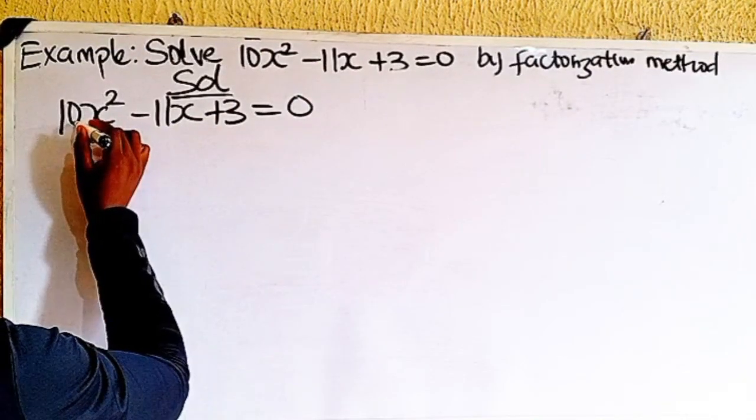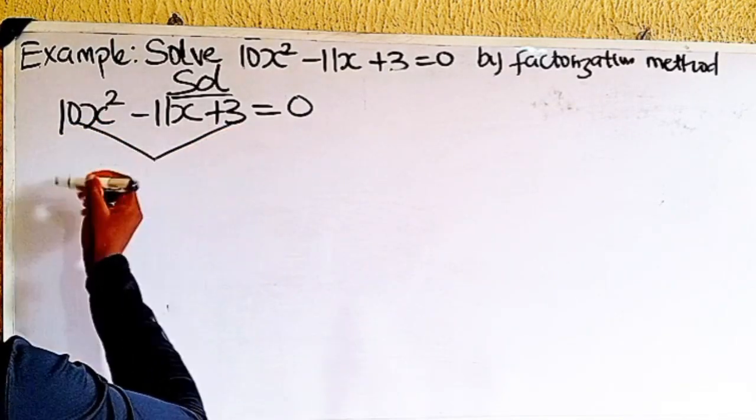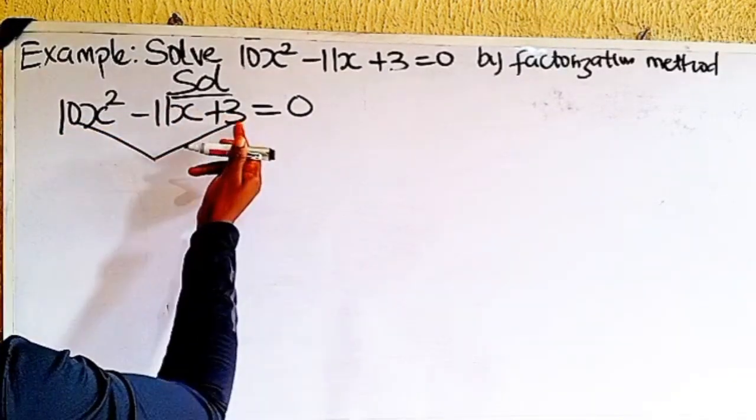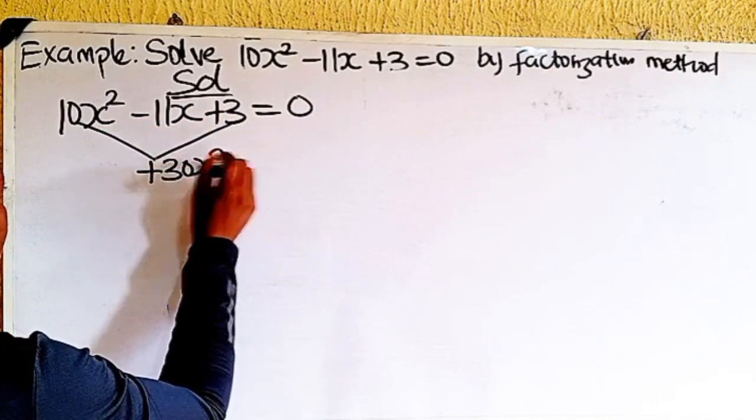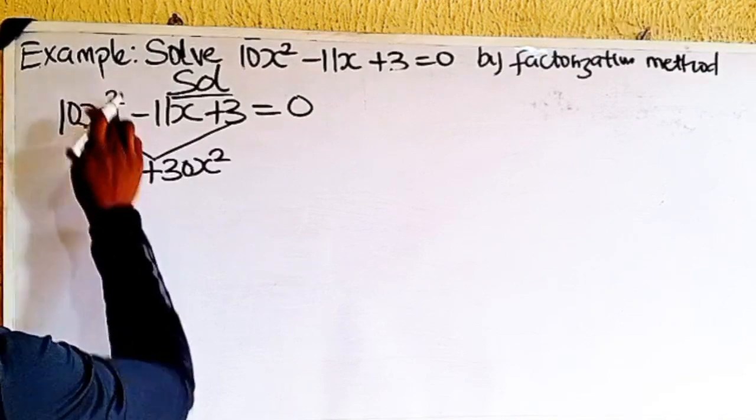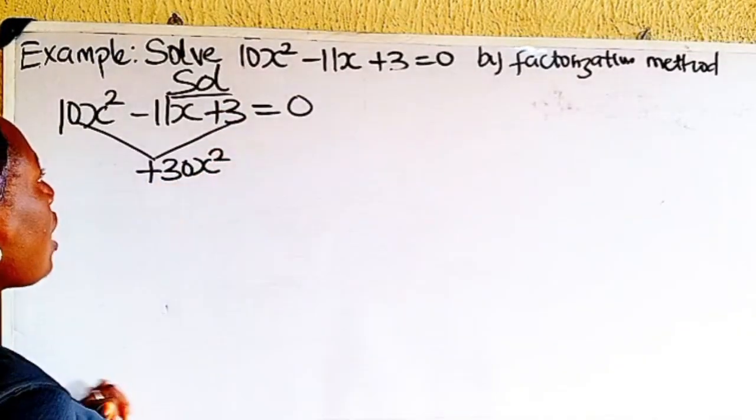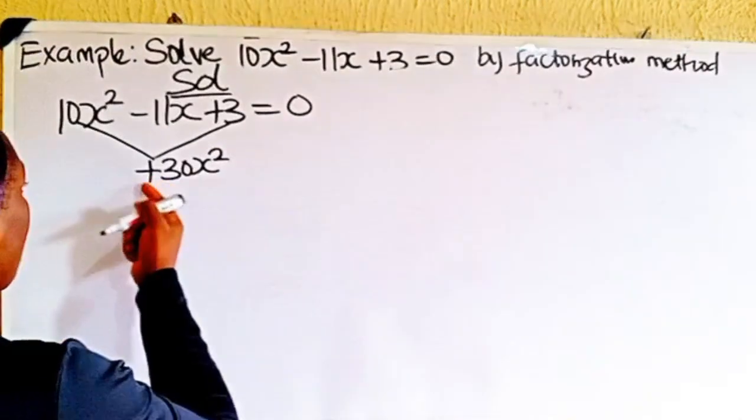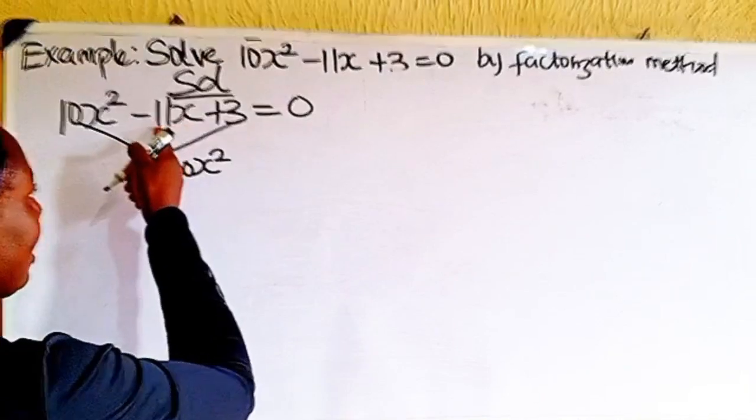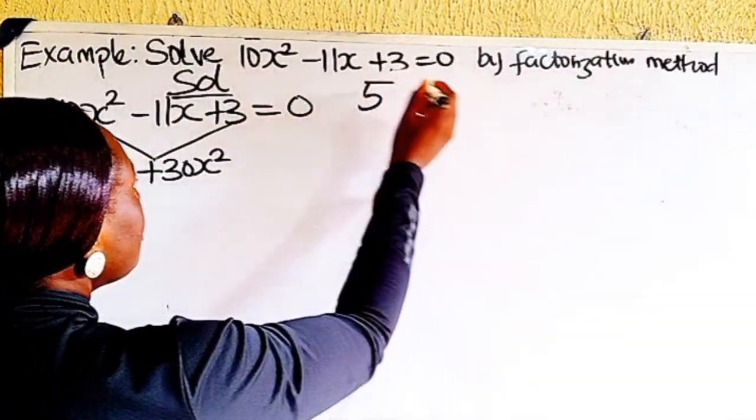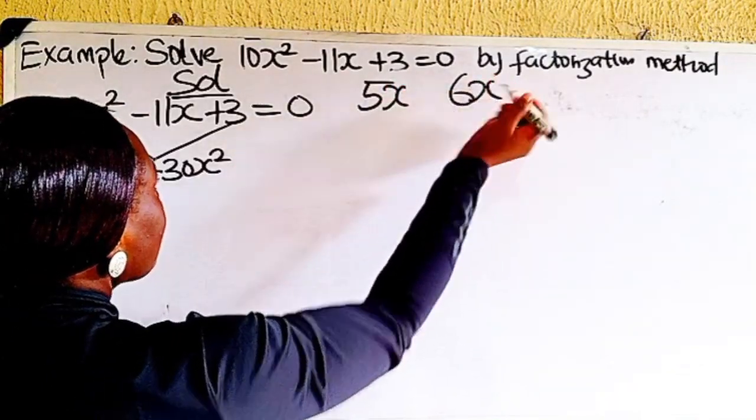So our method is to multiply the first and the last term. I have plus 30x squared. 10x squared times plus 3 will give me plus 30x squared. So I have to look for two factors that I'll multiply to give me this. When I add the two factors, I'll get this one at the middle. So let me check 5 and 6, x.